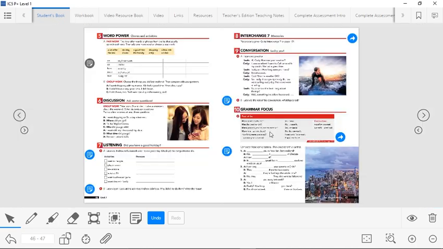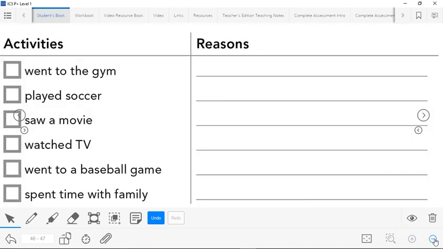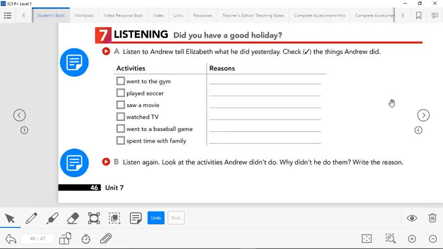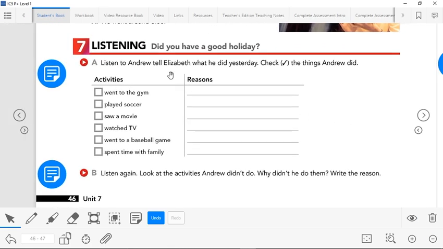Very good. And for the last thing of today, we're gonna be having a listening. This is gonna be the last. Okay? We're gonna listen to Andrew tell Elizabeth what he did yesterday. You're gonna check the things that Andrew did, and you're also gonna look at the activities that Andrew didn't do and why he didn't do them. You're gonna write the reasons why he didn't do it. Okay? So take your time and listen.